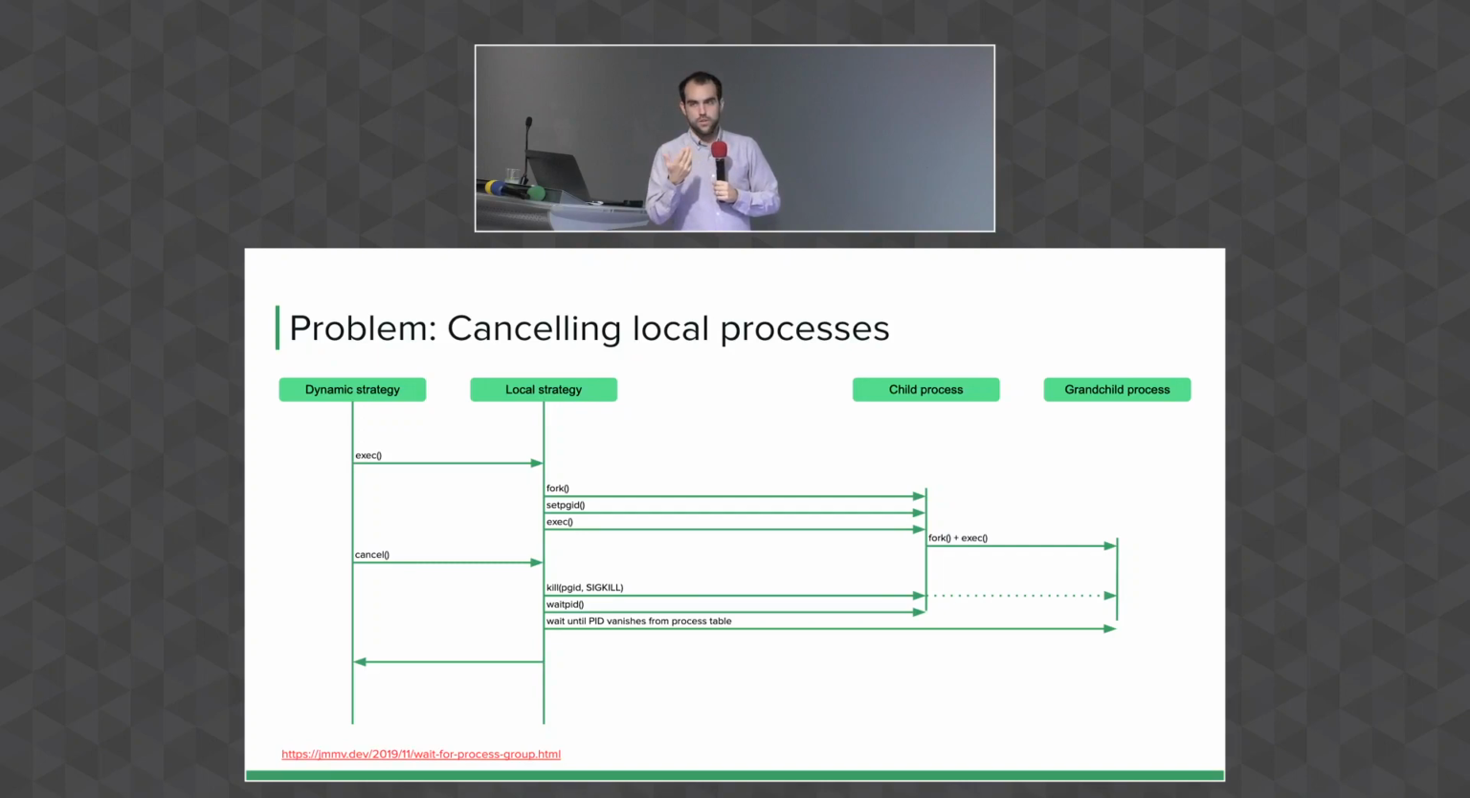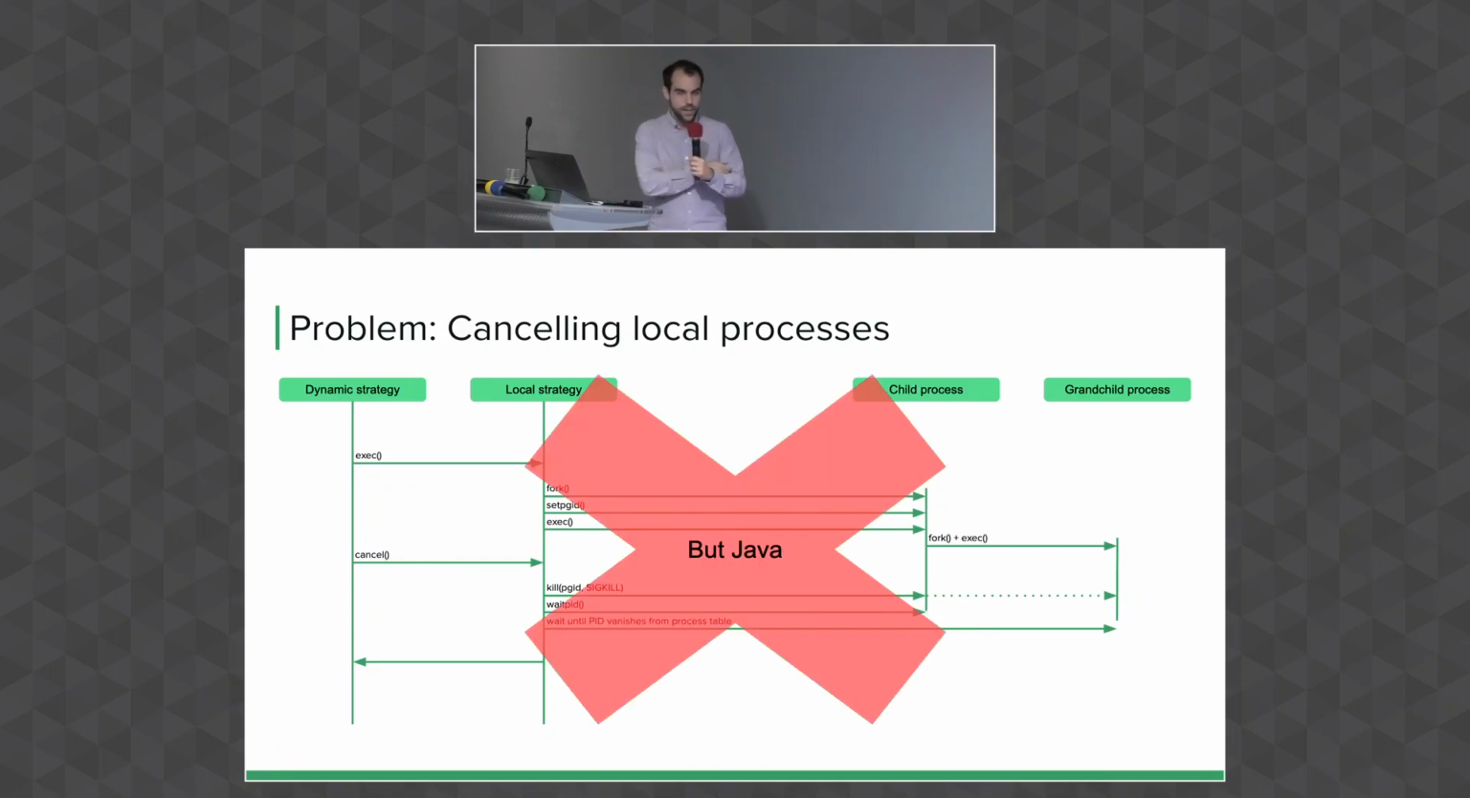So in Linux, we can use the child subreaper feature, and on macOS, we have to walk the process table to make sure that everything is clean before we can actually return control to Bazel. But in Java, you cannot do these things. Java doesn't give you access to process groups or waitpid or all these things.